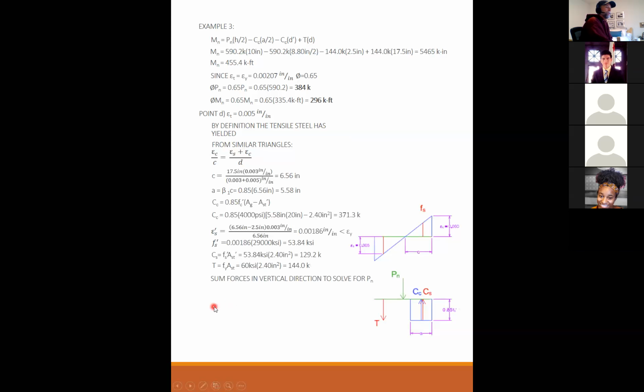Sum the forces in the vertical direction to find P sub n. And we have P sub n is 356.5 kips. To find M, sum the moments about the right-hand edge. You can see we're kind of developing a procedure here. We keep repeating the same procedure.